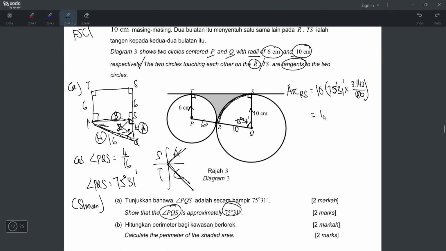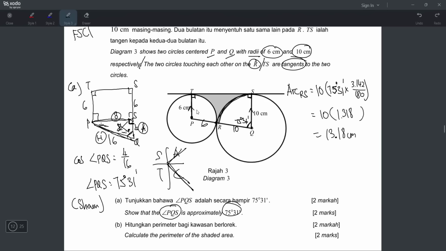Okay, I will not press everything first. I will just press this one only. Yeah, only this one first. Then only I give them the final answer. Okay, 75 degree, 31 minute times with 3.142 divided by 180, I get 1.318 radian. And then times 10, I get 13.18 centimeters. Okay, so this is the answer. Okay, this is the arc RS.